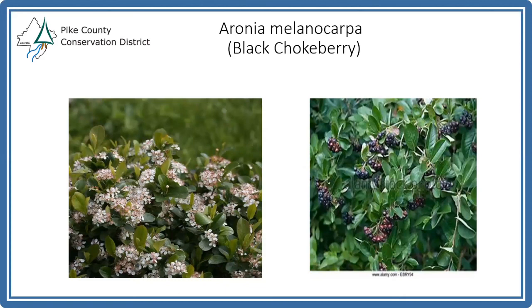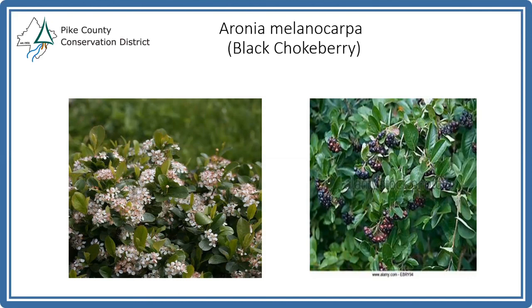Early spring flowers are white. The pollinators are all over this plant in the early spring. We put some in our rain garden here at the office, and everybody was just all over those flowers in the early spring. Later on, you'll get the black berries, and you can make a jam out of them, but I don't think it's all that great. But the birds love it, and they'll eat it up.